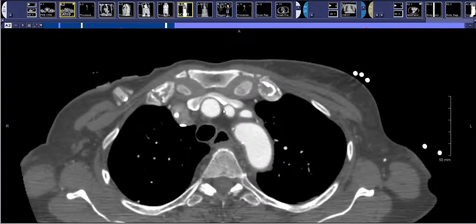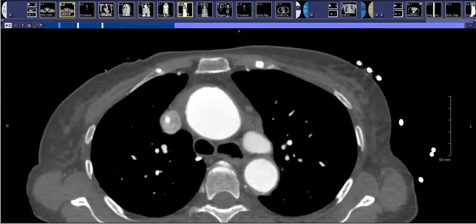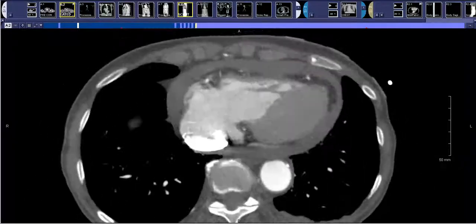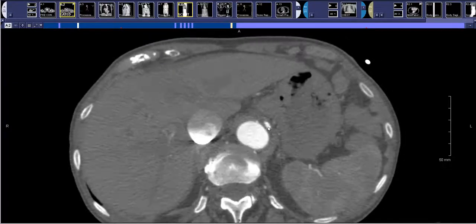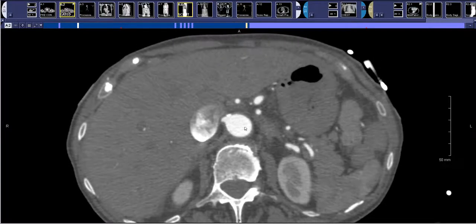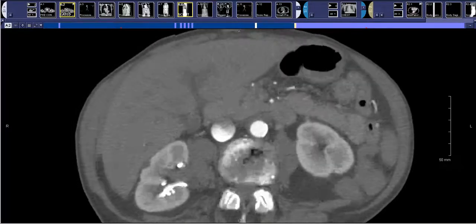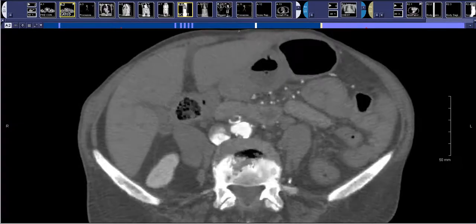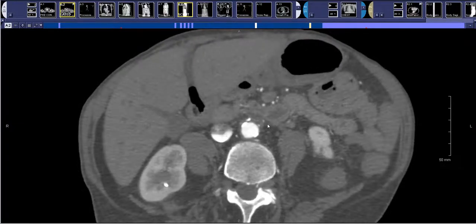Always look at all three great vessels coming off of the arch. Descending aorta, down into the abdomen, where you always identify the celiac axis, superior mesenteric artery, bilateral renal arteries, and then finally the inferior mesenteric artery, which you can see is very diminutive in this patient.